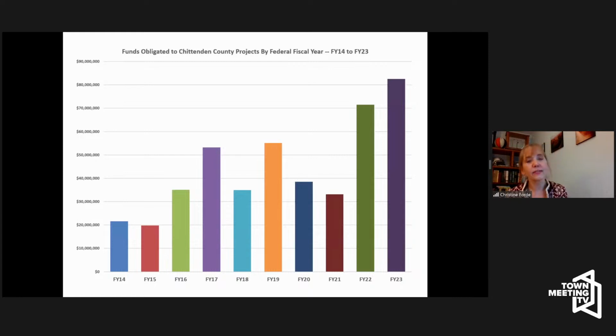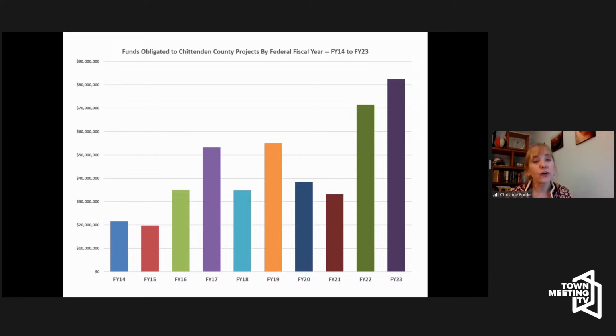So this chart, back to the 82.5, shows the funding over the past 10 years, the amount that was obligated in Chittenden County. What you'll notice, probably the first thing, in the chart is the very high bars at 22 and 23. And the next thing you probably notice is how variable this is year to year.